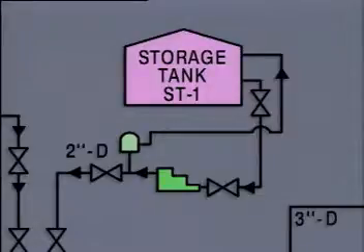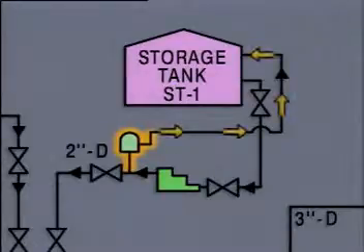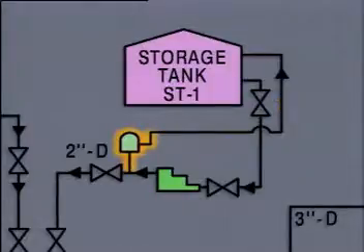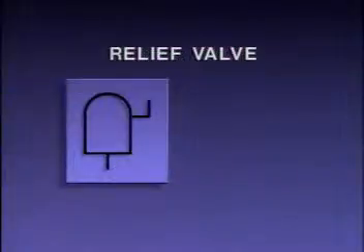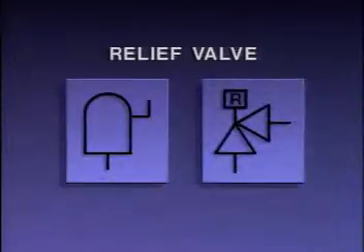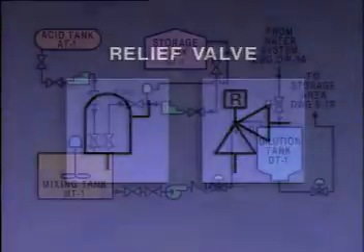The final valve symbol used on this diagram represents a relief valve. The relief valve opens when system pressure exceeds a preset limit to vent fluid from the system. If the pressure continues to rise, the valve opens further. Once pressure returns to normal, the valve closes automatically. This is a typical symbol used to represent a relief valve. You may also see it represented this way.